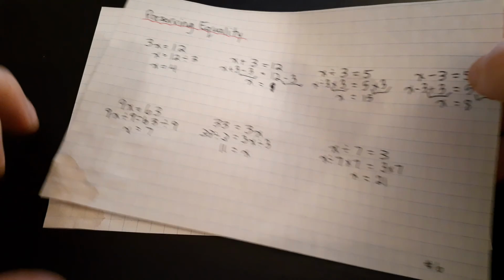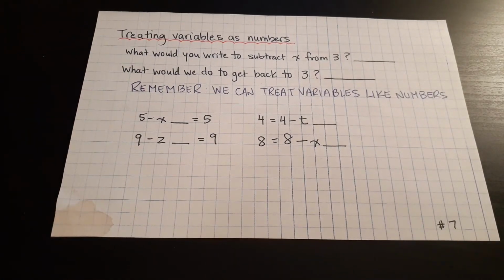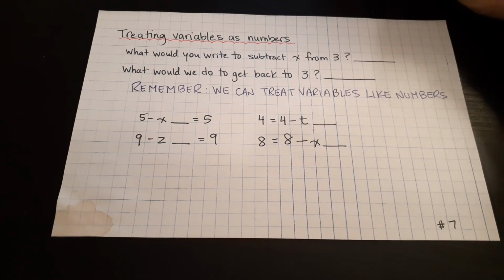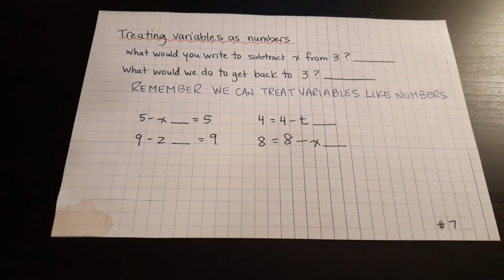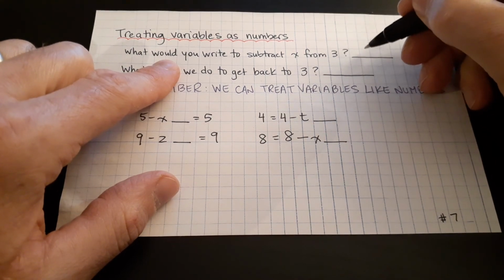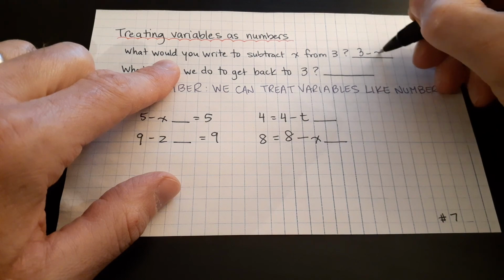Now that we know how to preserve equality on both sides, this one gets a little bit more interesting. This concept of treating variables as numbers. So we know that we can treat a variable like a number because it represents a number. So that means that we can subtract the variable, add the variable, multiply or divide the variable, right? So what would you write to subtract x from 3? We would write 3 minus x.